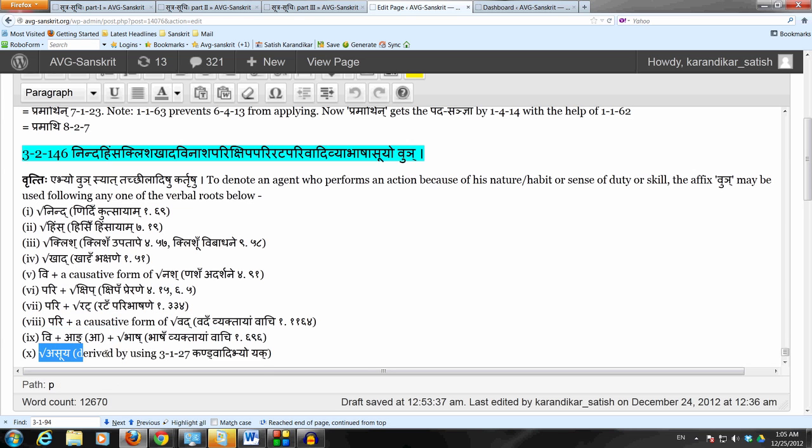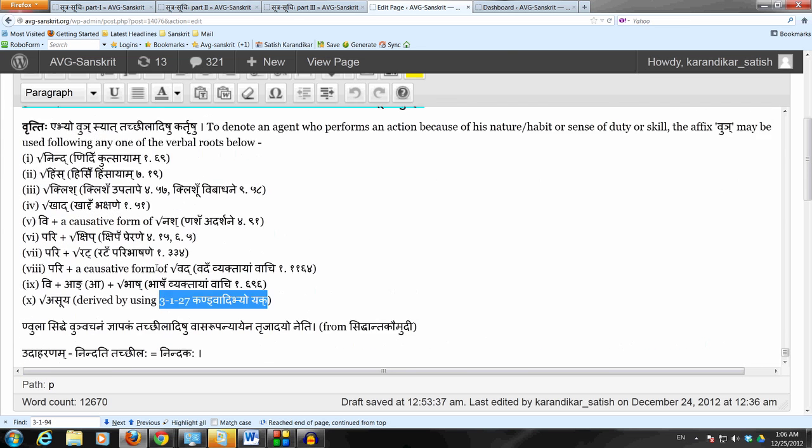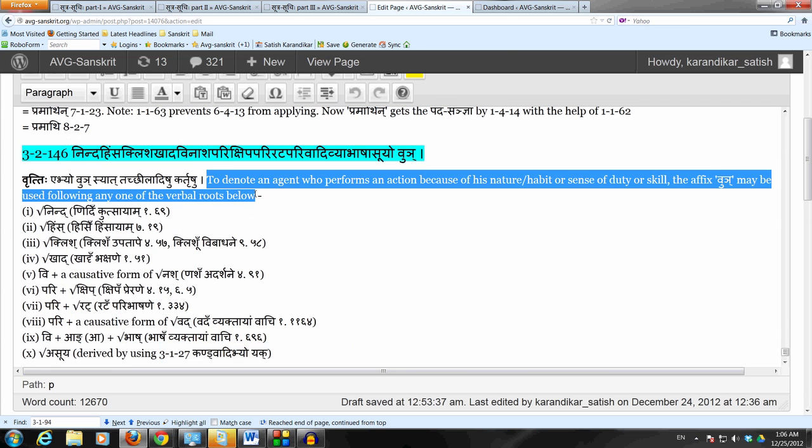Now asuya is derived using the sutram 3.1.27 kanvadibhyo yak. So this term asu is in the kanvadigana, and we add the affix yak by kanvadibhyo yak and we get asuya as the verbal root. It gets the dhatu sanya by sanadyanta dhatavaha 3.1.32. So that is the verbal root asuya derived using 3.1.27, which is indicated in this sutram. Following any one of these 10 verbal roots with the appropriate upasarga, if any, the affix vi may be used to denote an agent who is performing the action because of his nature, habit, or sense of duty or skill.